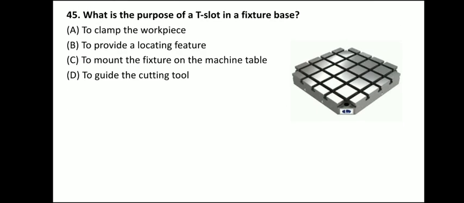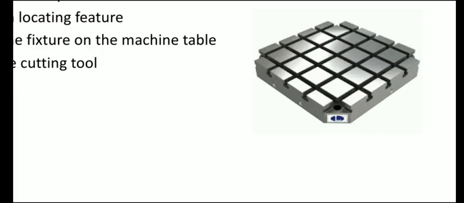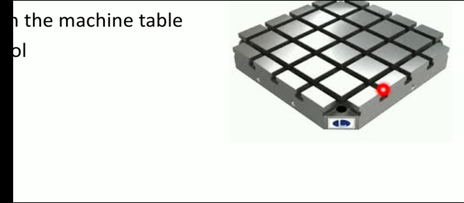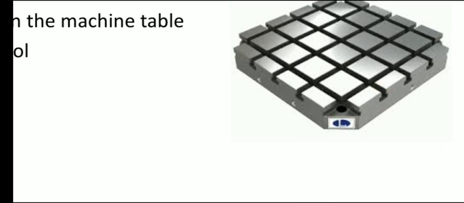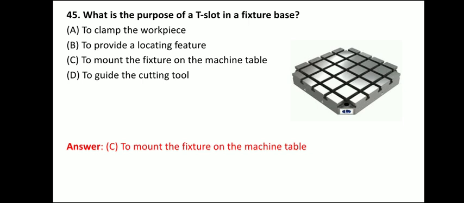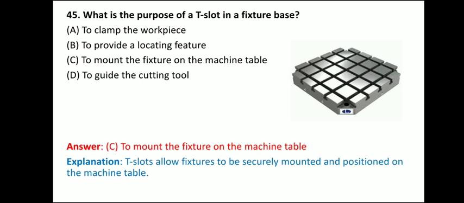Next question. What is the purpose of T-slot in a fixture base? So this is the fixture base, and here you can see the T-slot. Here you can see T-shape. These are the T-slot. Now what is its purpose? The answer is to mount the fixture on the machining table. So T-slot allow the fixture to be securely mounted and positioned on the machine table.